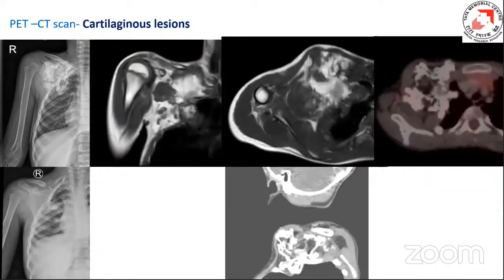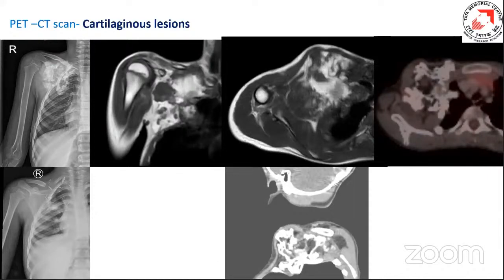Next, please. Another area where I think metabolic imaging will help is the cartilaginous lesions. So these lesions, though very classical for osteochondroma, we couldn't convince our orthopedic colleague that it is only an osteochondroma. We did a PET, and it doesn't show any metabolic uptake.